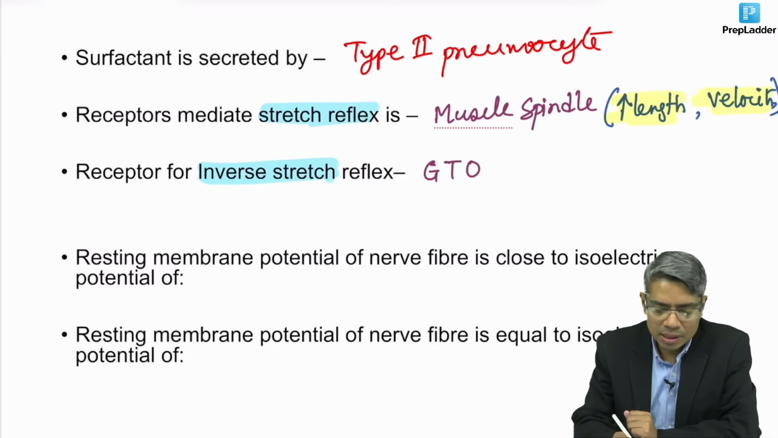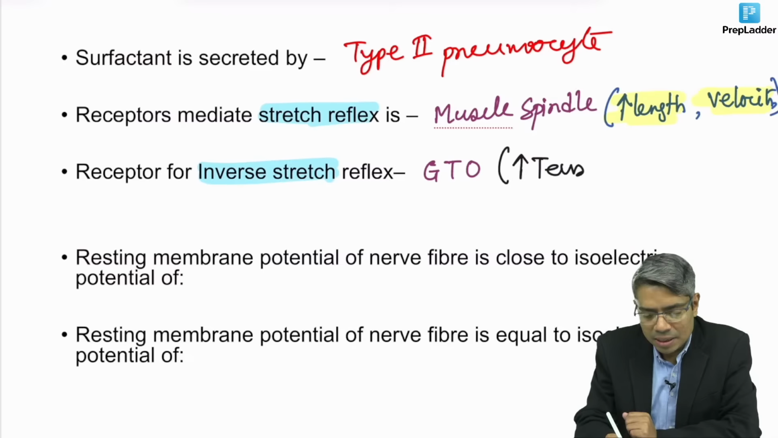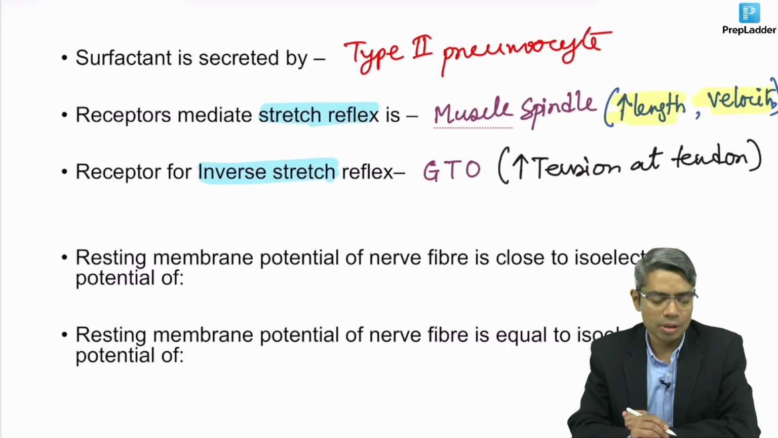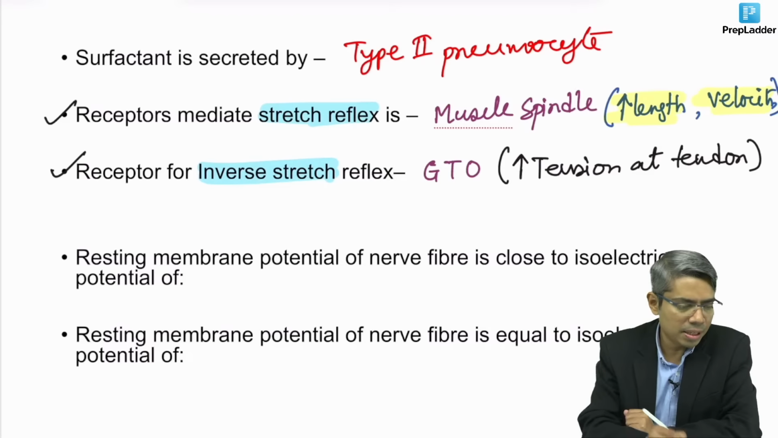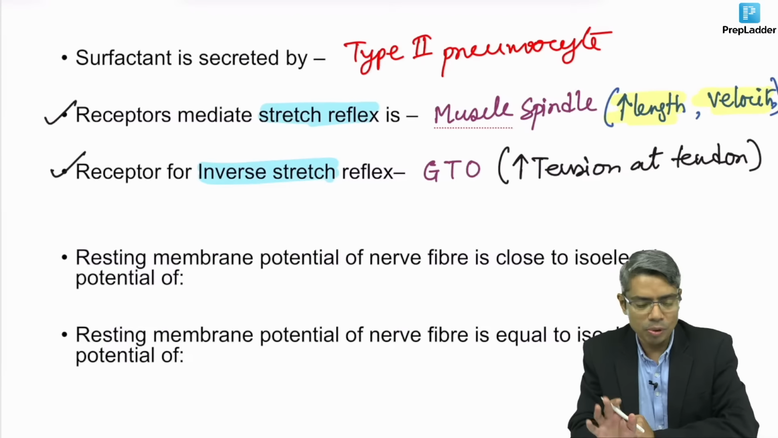The second one is the Golgi tendon organ. If I ask what is the stimulus for the Golgi tendon organ, your answer is an increase in tension at the muscle tendon. These two lines are very, very important for your MCQs, and you have to remember them.